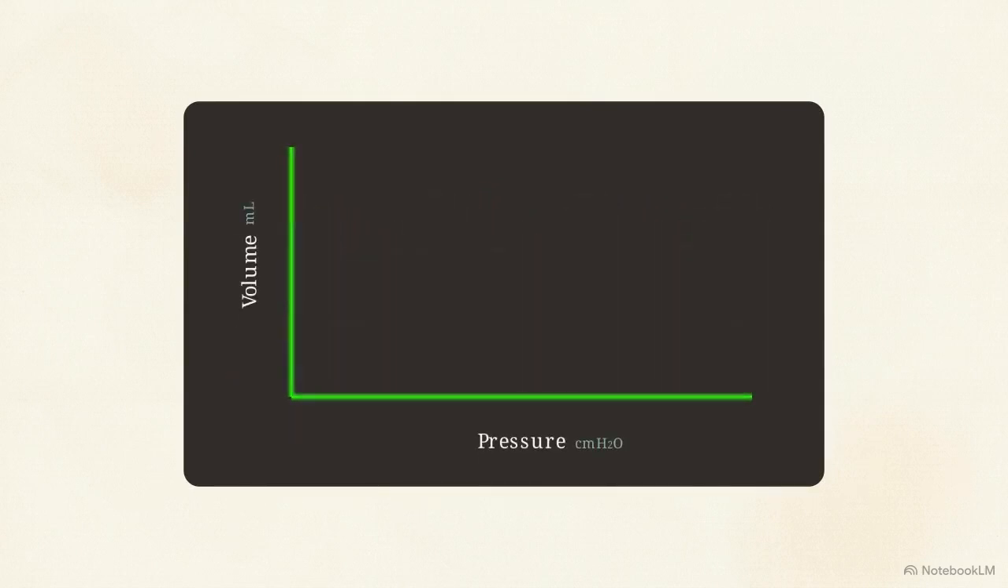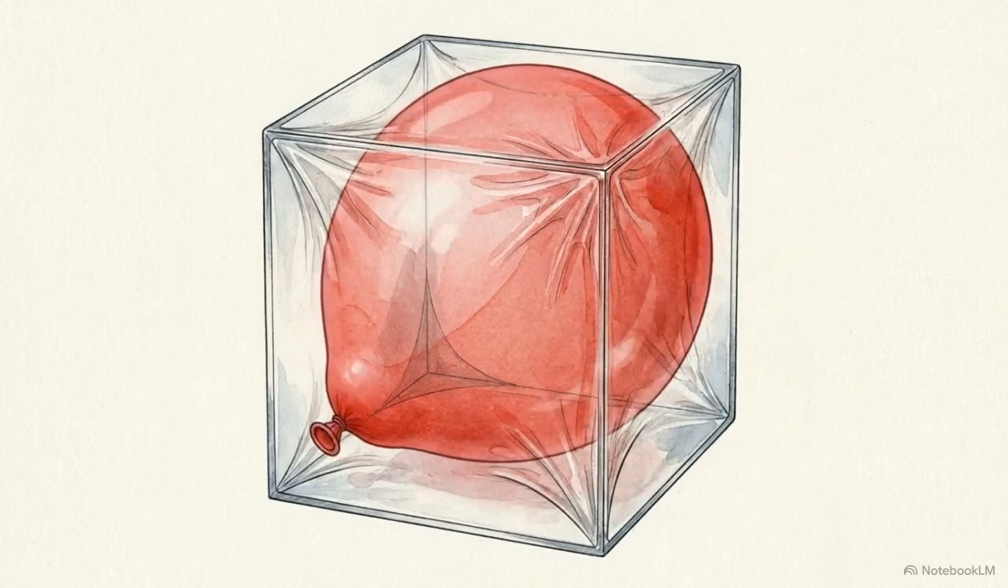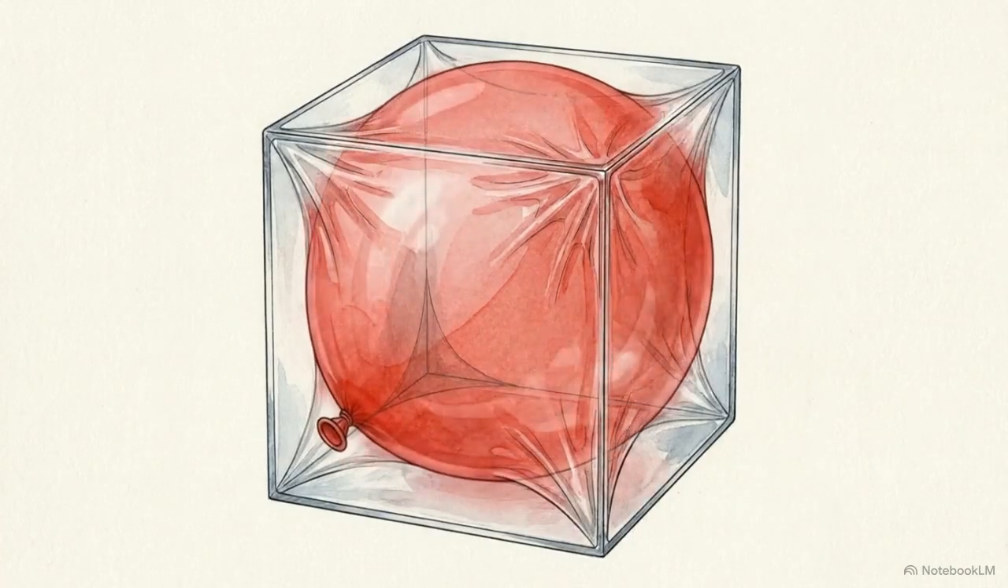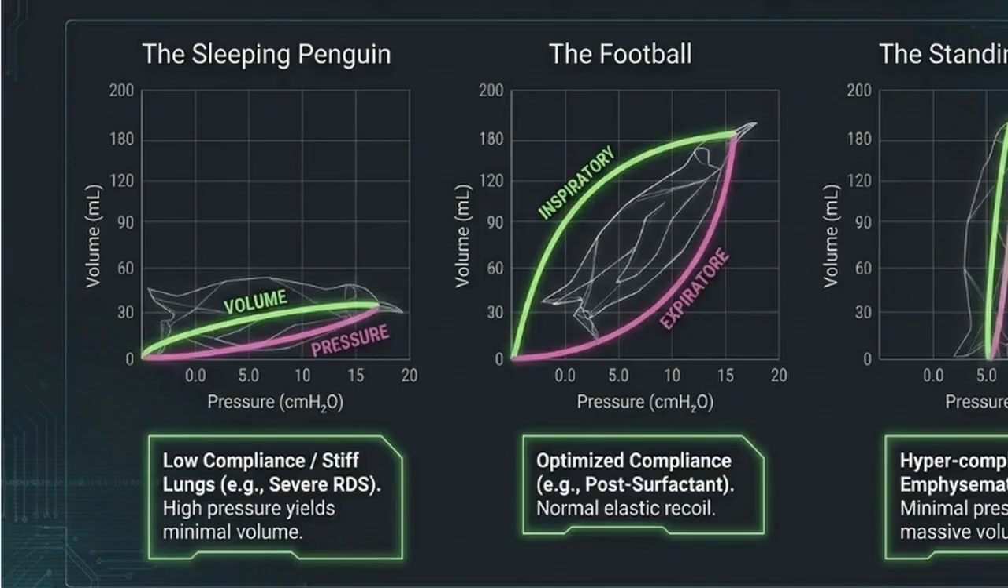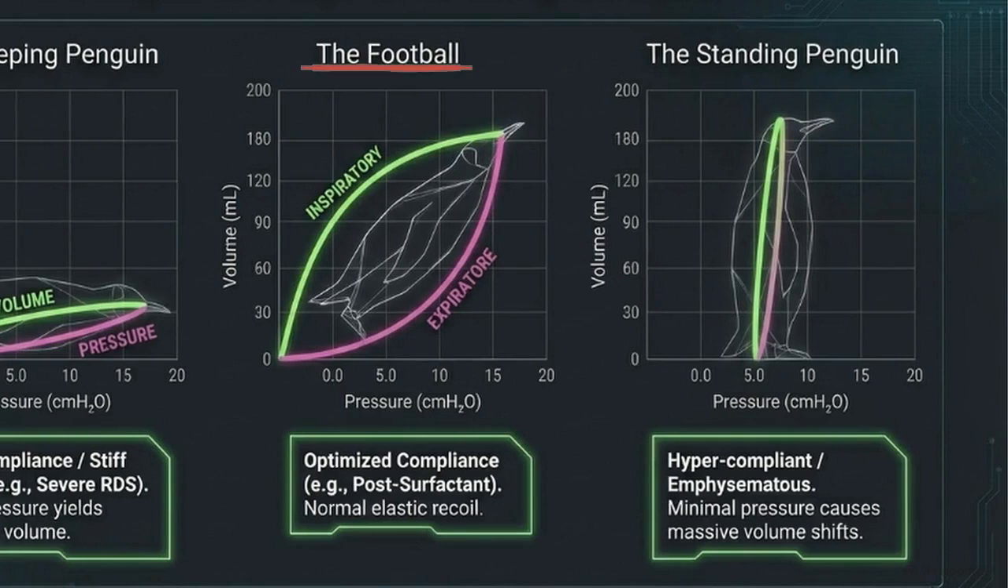Imagine inflating a balloon inside a rigid glass box. The balloon's material determines stretch, but the glass sets a hard limit. This graphic uses the penguin metaphor for lung compliance. A stiff lung looks like a sleeping penguin, where high pressure yields minimal volume. An optimized lung creates a balanced football shape, while a hypercompliant lung stands tall, showing massive volume shifts with minimal pressure.